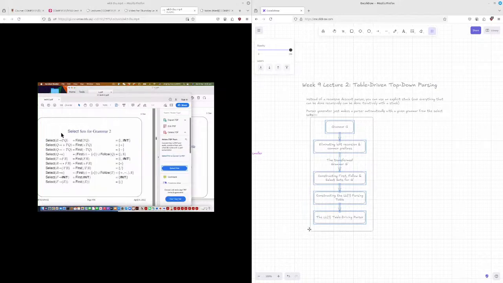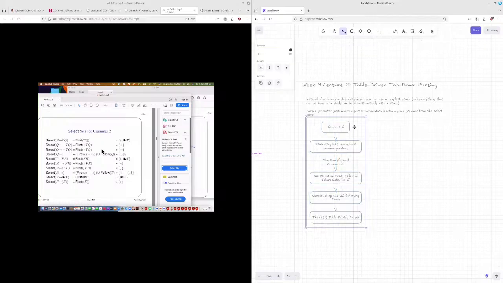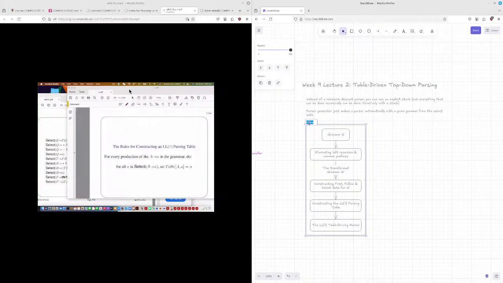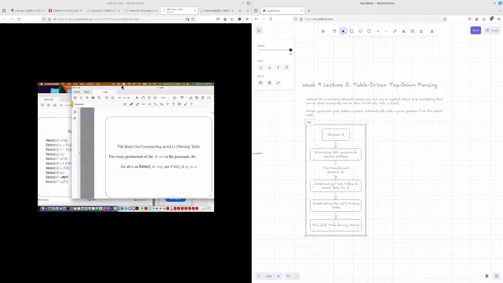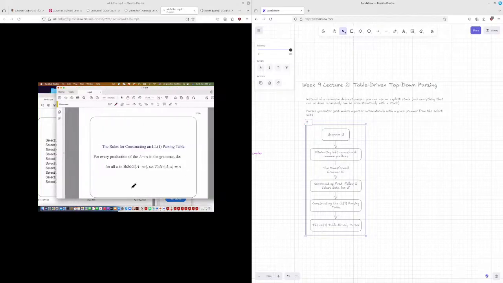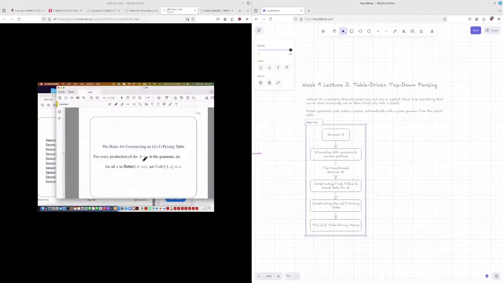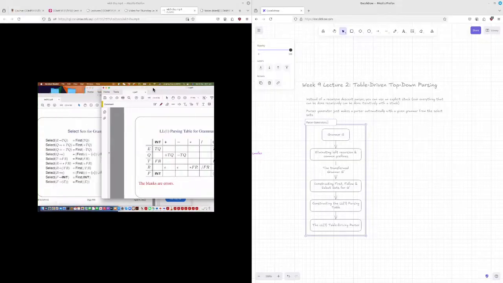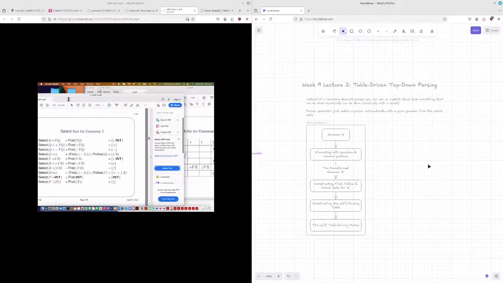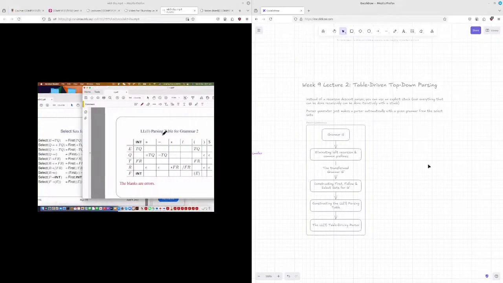It would be very easy to use select sets in a table-driven parser. It would be a good idea to represent this in a two-dimensional table. This is very easy to do. On this slide, it's just one rule that tells you how to turn these select sets into a table which represents exactly the same information. So here are our select sets, and here is a table representation of the select sets.